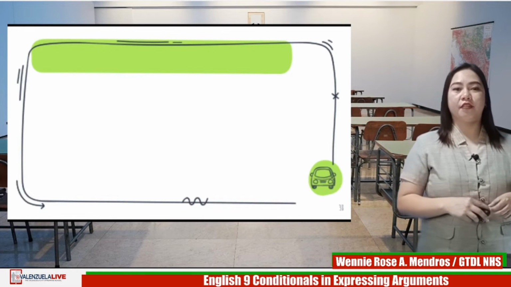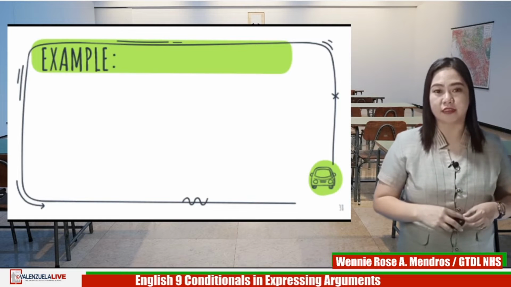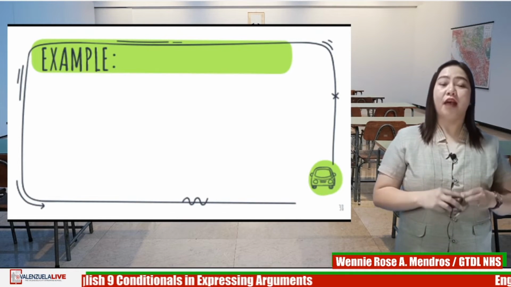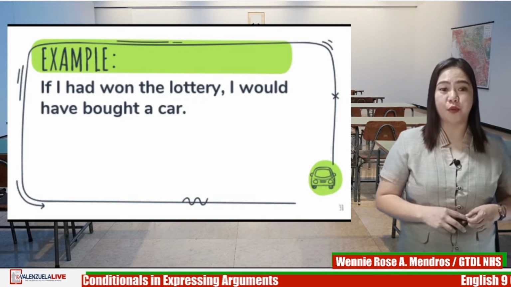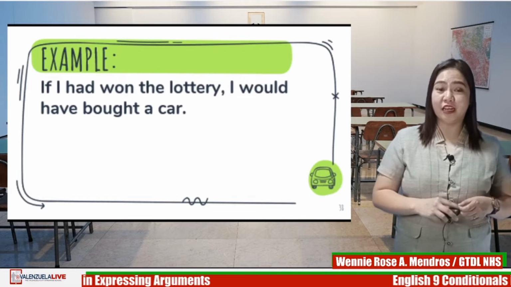Let's take a look at this sentence. Let's say, last week, you bought a lottery ticket, but you did not win. You can say, if I had won the lottery, I would have bought a car. How do we form the third conditionals?